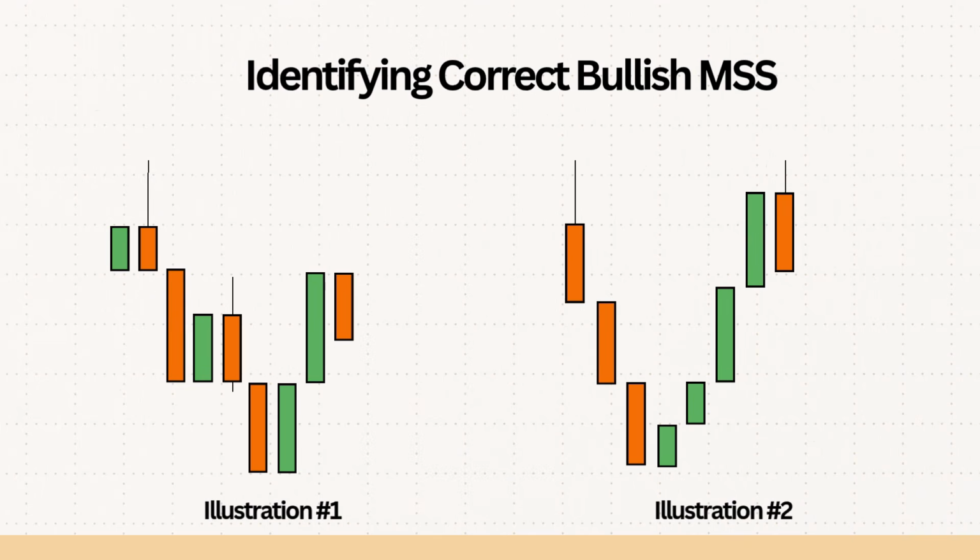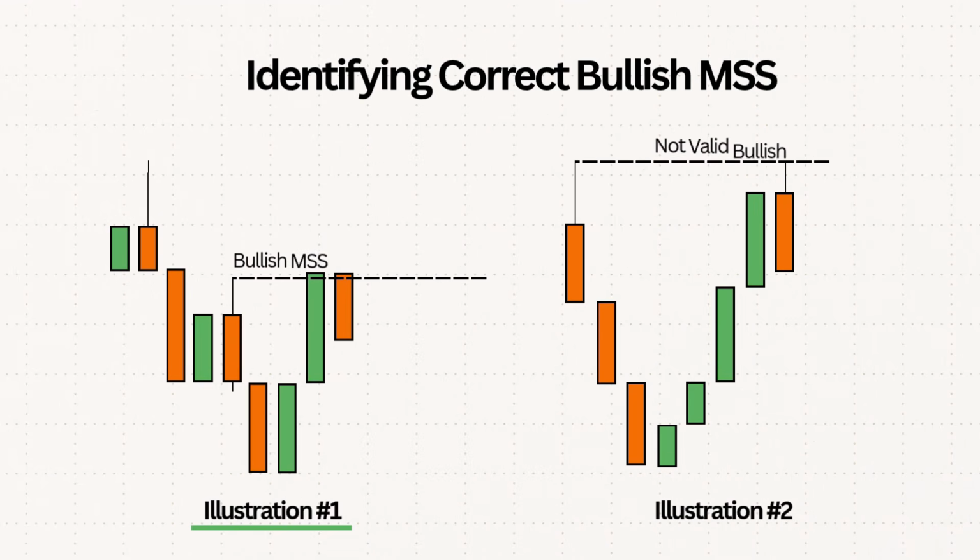If you picked illustration number 1, you are correct, and the reason this is a valid bullish MSS is because price successfully closed above the previous swing high with its candle body, not just the wick. Now, to be fair, a bullish CISD actually forms in both illustrations because bearish delivery was reclaimed internally. However, a bullish MSS only happens in illustration number 1 because price successfully breaks and closes above the previous swing high, giving us stronger confirmation that the overall market structure may now be shifting bullish.